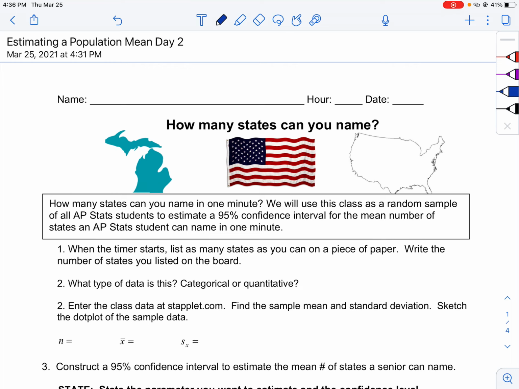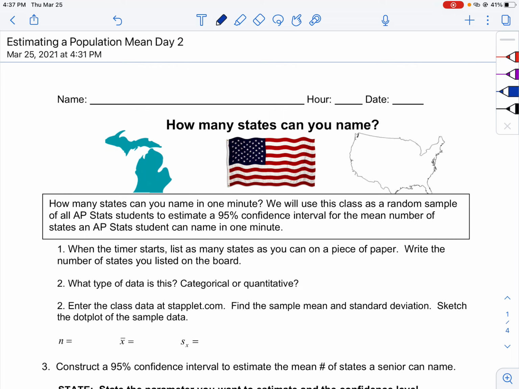Today's lesson is estimating a population mean, day 2. We are going to formally learn how to do a confidence interval for sample means. How many states can you name in 1 minute? We will use this class as a random sample of all AP Stats students to estimate a 95% confidence interval for the mean number of states an AP student can name in 1 minute.